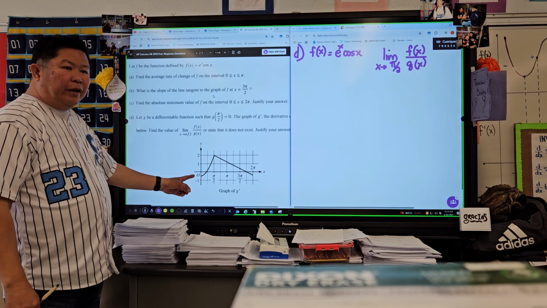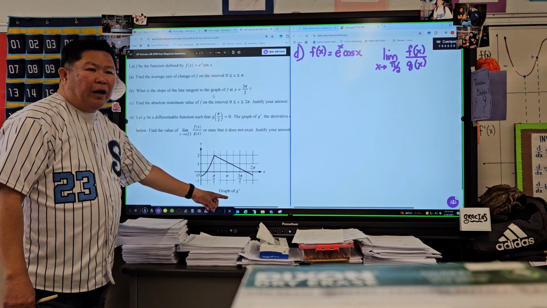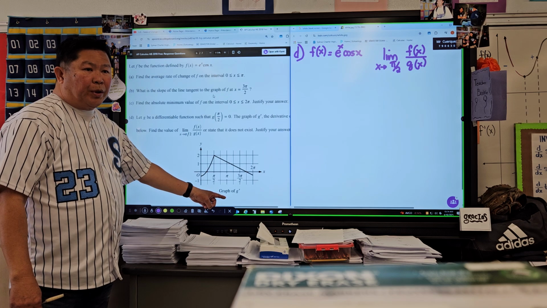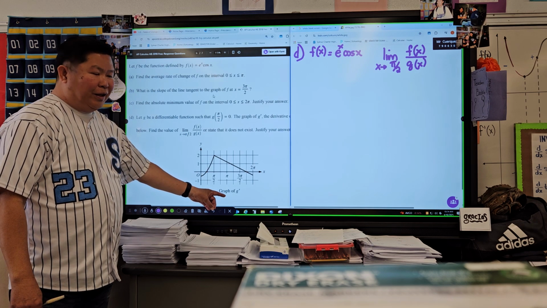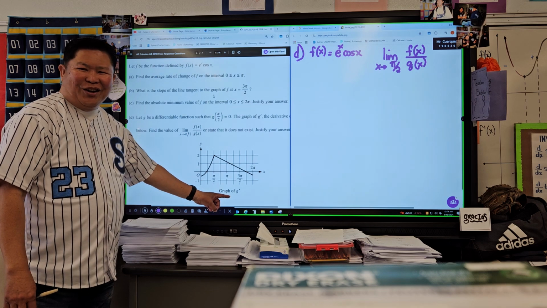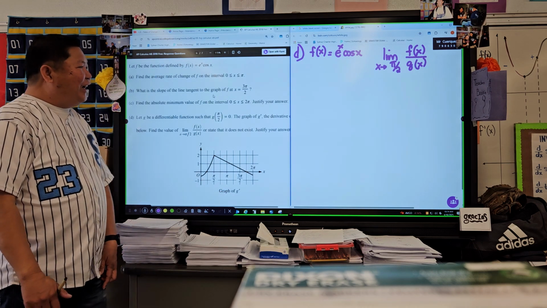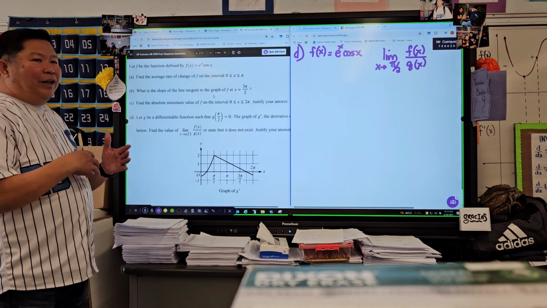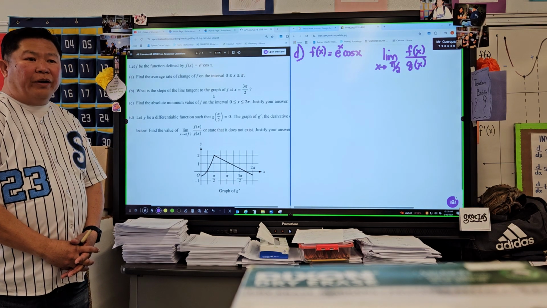Look at the graph here first. So this is a graph of g prime. Okay. So let's go first on f of x.